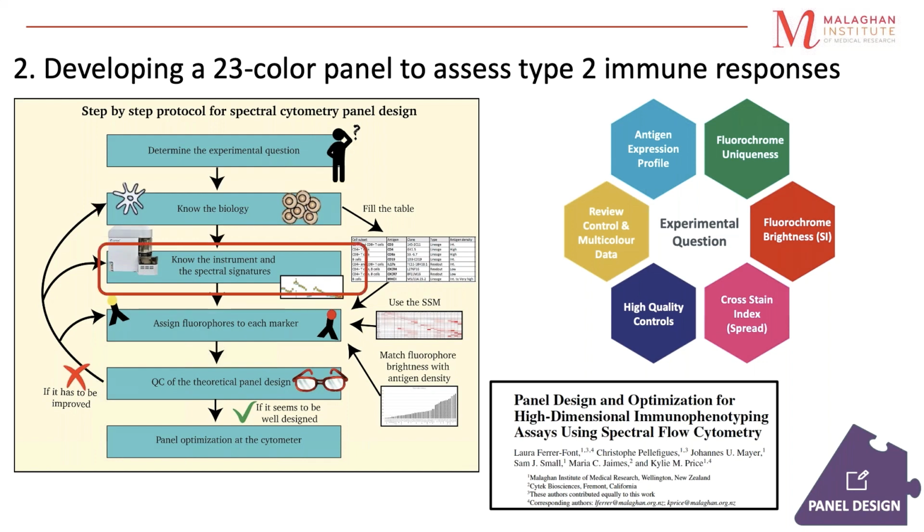Third, we needed to know the instrument configuration, and in our case, we were using the 3-laser Aurora. And also, we needed to know the different spectral signatures. The next step is to assign fluorophores to each marker, taking into account the previous information of the marker expression profiles, plus the spread matrix and the fluorophore brightness, as Kate has explained before. The next step that is highly recommended is to theoretically QC our panel design.